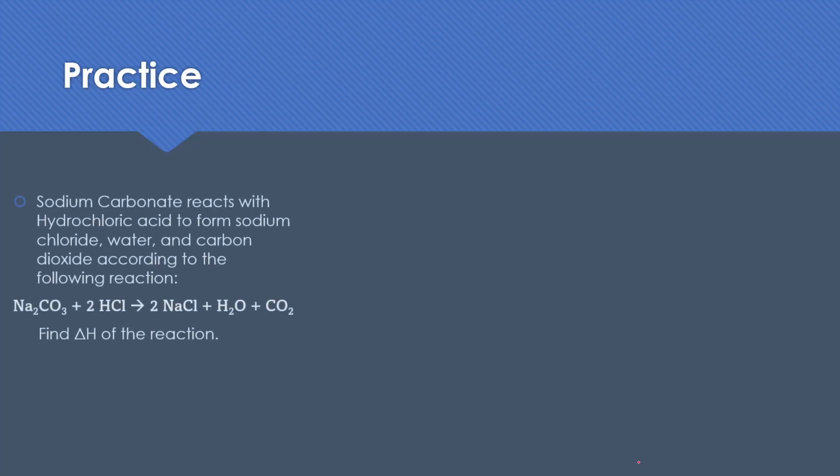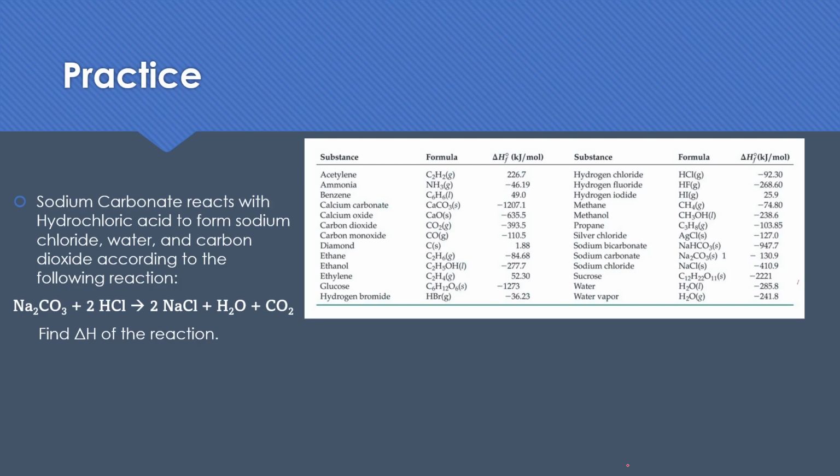So here's one for you to practice. Sodium carbonate reacts with hydrochloric acid to form sodium chloride, water, and carbon dioxide according to the following reaction: sodium carbonate plus 2 hydrochloric acid gives you 2 NaCl plus water plus carbon dioxide. Find delta H.